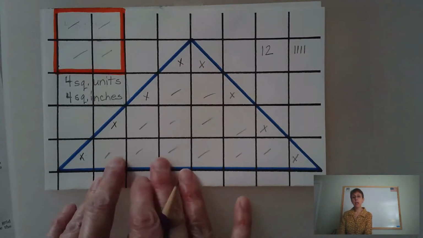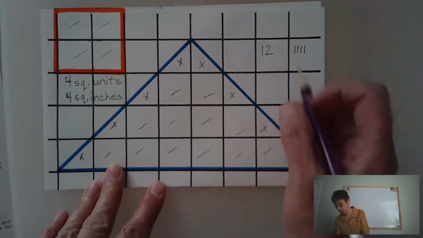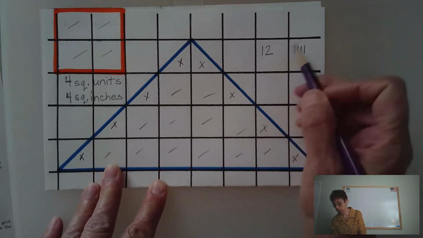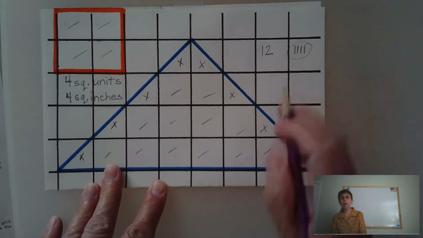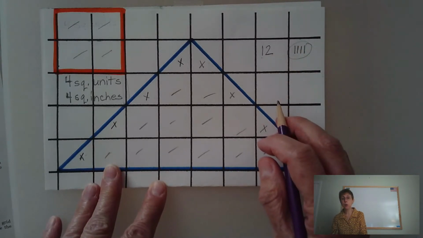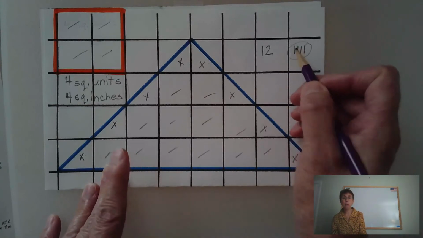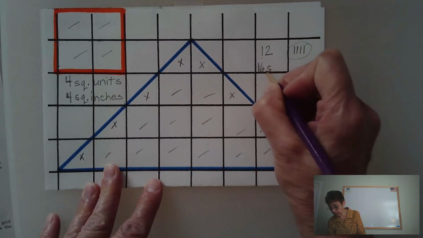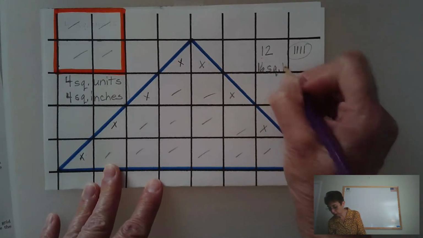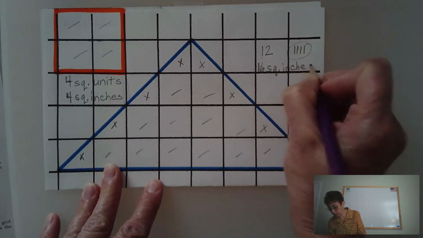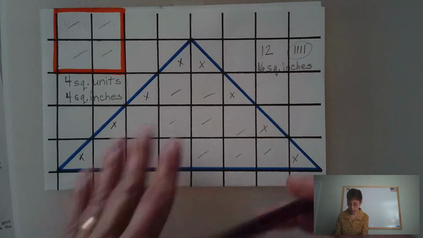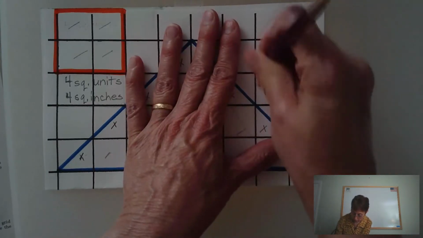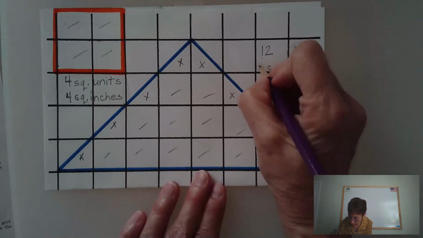So now the area for this triangle, we can say, well, we had 12 whole squares and we were able to make 4 other whole squares. And obviously 12 plus 4 equals 16. So we can say the area is 16 square, and we will use inches since I've already told you that they are inches. So that's 16 square inches.